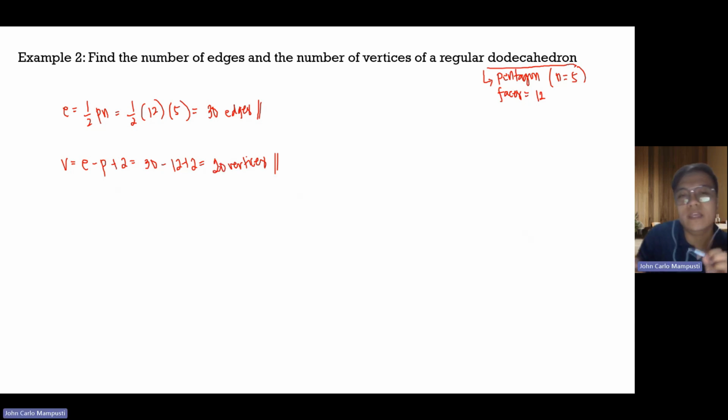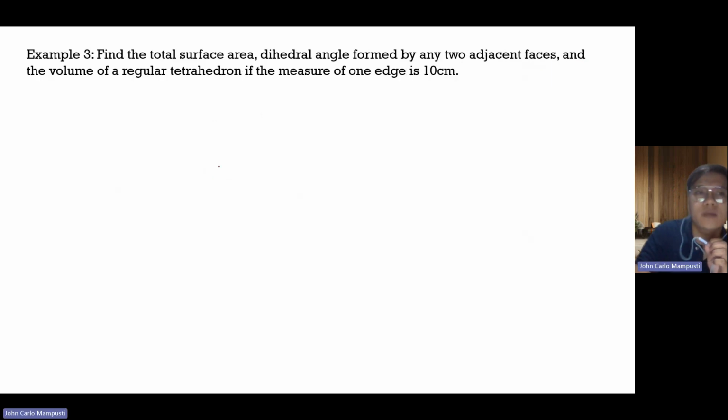Okay, so 20 vertices. So, tama tayo, no? Next one, we have example number 3. Find the total surface area, the dihedral angle formed by any two adjacent faces, and also the volume of the regular tetrahedron if the measure of one edge is 10 centimeter.